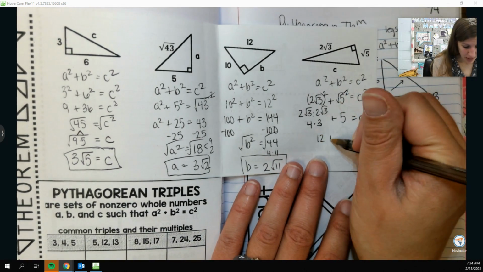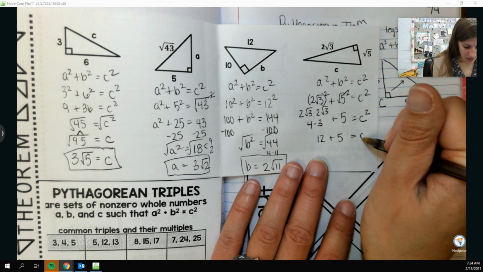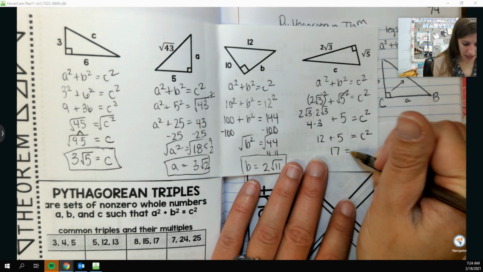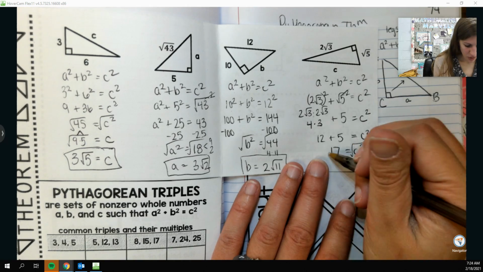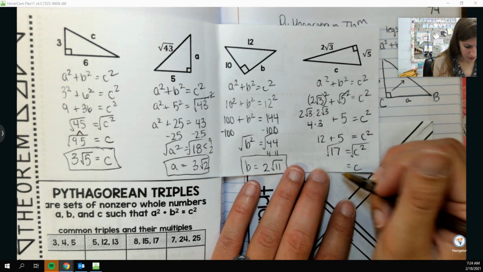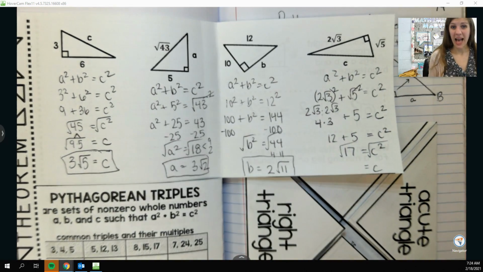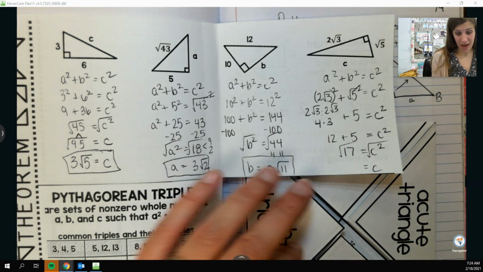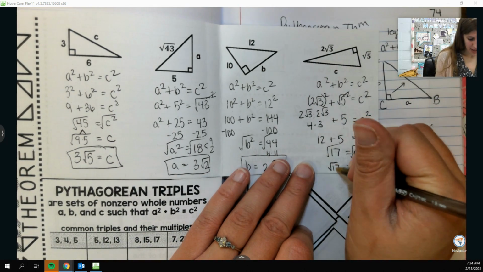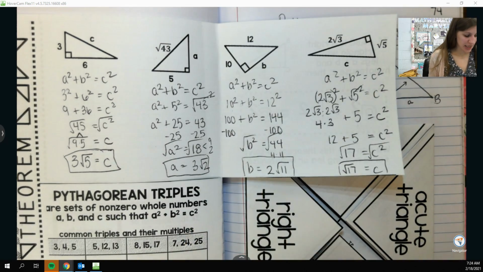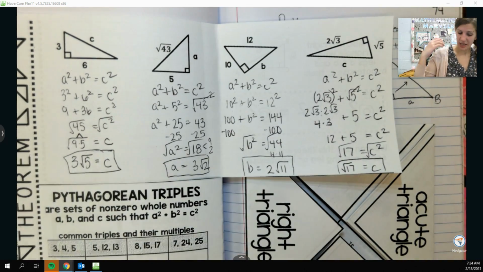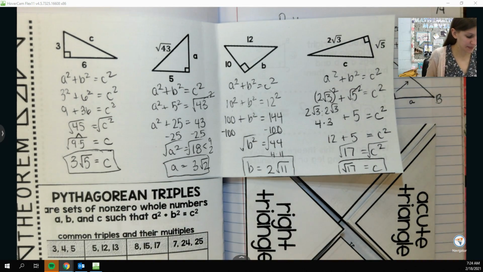So we'll have 12 plus 5 equals c squared, so 17. And then we'll square root both sides. Man, 17 is straight up prime, so I can't break that guy up at all. It's just going to stay c squared, or c is square root of 17.